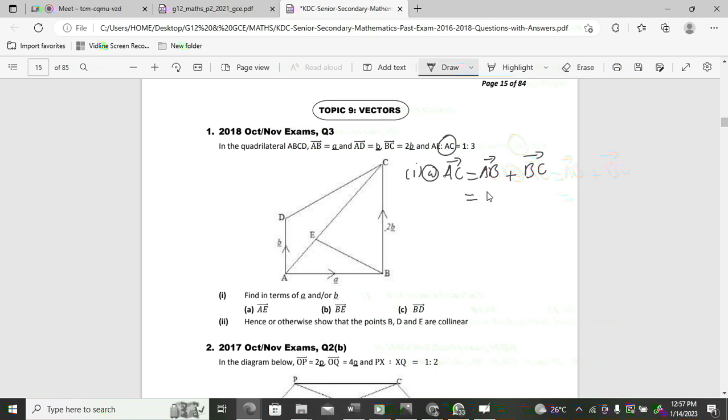So I'm going to say AC is equal to what is AB? AB is A. You are able to see even where the arrow is going. So it will be A. And then what is BC? BC is 2B. Okay? That's 2B. So we have found the vector AC. But the question is asking us to find the vector AE.